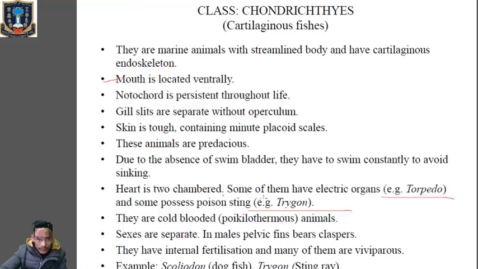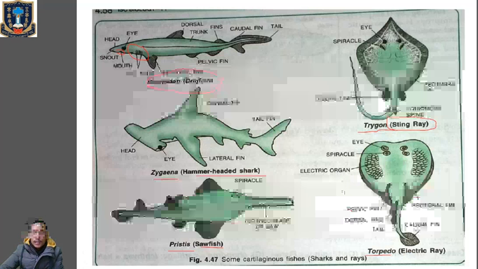They have internal fertilization and many of them are viviparous. Viviparous means they give birth to the young ones. So this was the class Chondrichthyes, or the cartilaginous fishes.